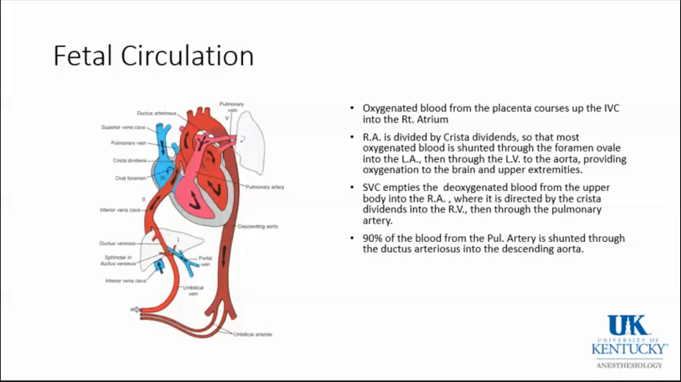Deoxygenated blood comes through the superior vena cava into the right atrium, and that, again, with the help of crista dividens, the flow is directed into the right ventricle, the pulmonary artery. The blood that's the deoxygenated blood in the pulmonary artery, 90% of that is shunted through the ductus arteriosus into the descending aorta. So it's the head and the upper part of the upper extremities, especially the right side, that gets the oxygenated blood. Rest of the body gets kind of a deoxygenated blood in utero.